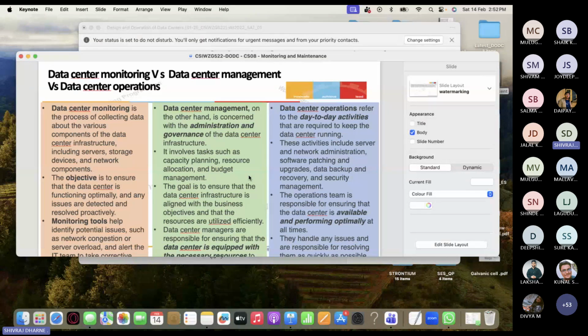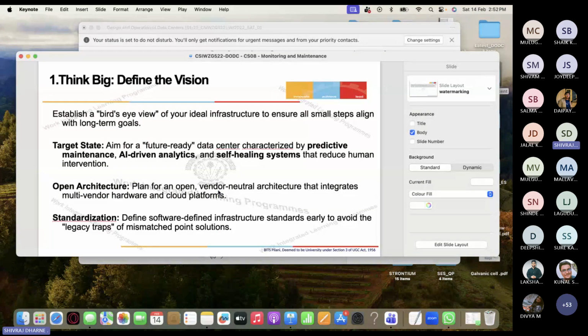So you saw DCIM, data center infrastructure management software. Those kinds of software will come into play when you say data center operators are managing this whole thing, right? So there was another topic in this course where we wanted to understand what is think big, what this means, right? Basically, think big means you have to establish a bird's eye view of your ideal infrastructure to ensure all small steps align with the long-term goals, right? We have to understand what the target state is when you say think big.